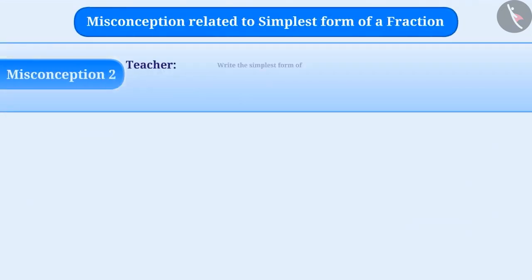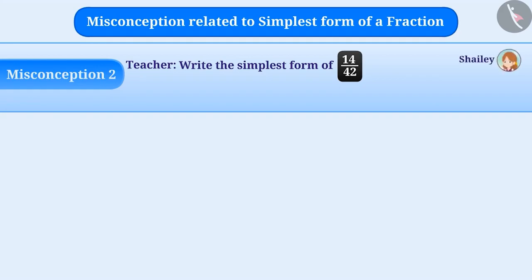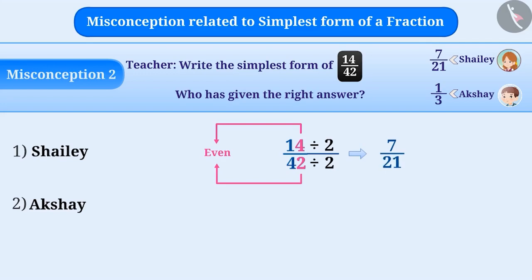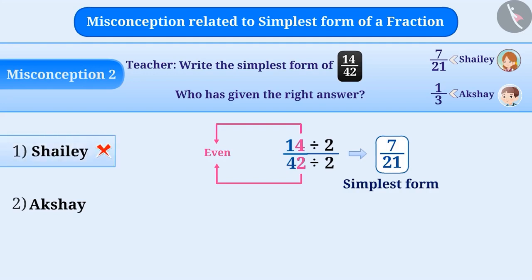Misconception 2. One day, the teacher had written the fraction 14 by 42 on the blackboard and asked the students to write it in the simplest form. Shaili has given 7 by 21 as an answer and Akshay has given 1 by 3 as an answer. Who wrote it correctly? The last digit of 14 and 42 is even, so the numerator and the denominator can be divided by 2. The obtained result 7 by 21 is mistakenly considered as the simplest form of 14 by 42, and it is assumed the fraction cannot be simplified further. Therefore, Shaili has given the wrong answer.